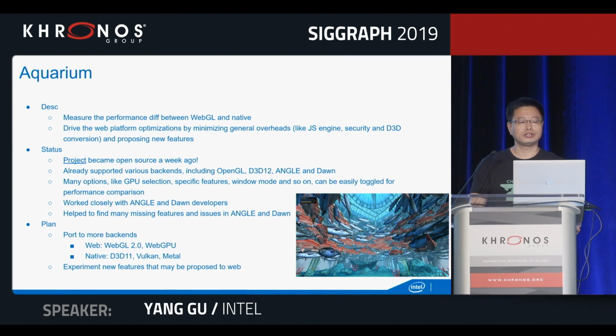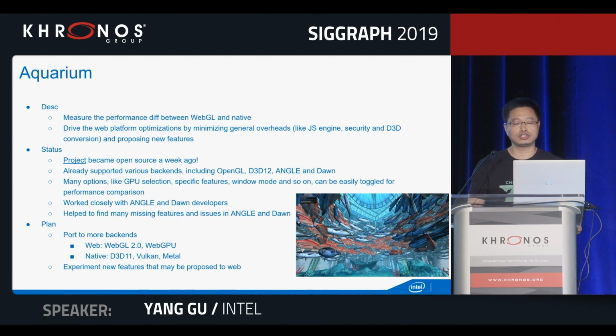Last but not least, we always wonder what the performance difference is between native and the web. What can we do for the web to optimize some general overheads or bring some new features to the web? Our answer to this is a project called Aquarium. You may know Aquarium from before. This is a de facto WebGL benchmark, but we ported it to native, and we already have various native backends for it: OpenGL, D3D12, ANGLE, and Dawn. And we just released the project to the public a week ago.